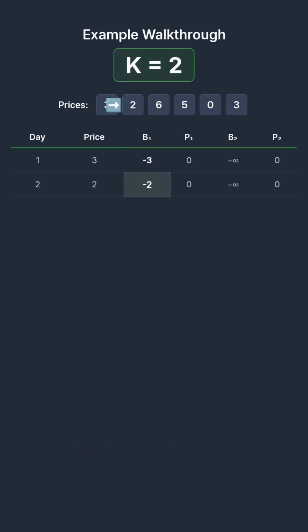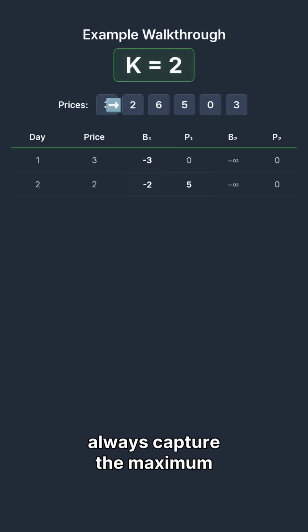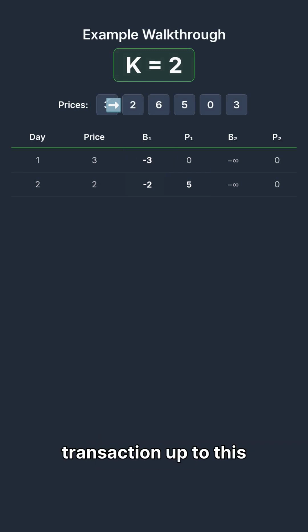On day 2, the price drops to 2. We update B1 again. It becomes -2, representing a better buy cost. Now we update P1. Selling for 2 after buying for -3 would give a profit of 5. The new P1 is 5. This process ensures we always capture the maximum profit for the first transaction up to this day.